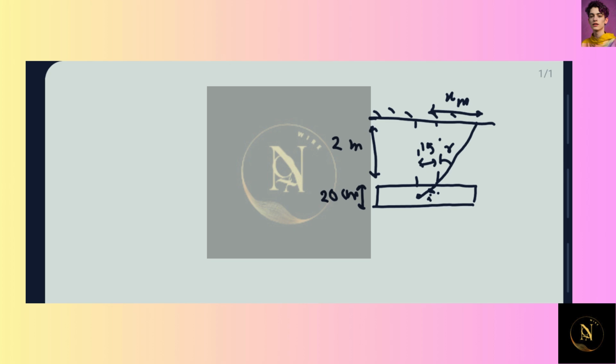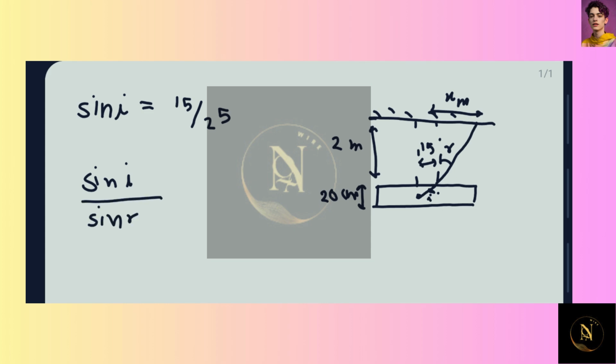As shown in the figure, we can say that sin i would be equal to 15 by 25. We also know that sin i by sin r is 1 by mu, which equals 3 by 4. So we can substitute the value of sin i, and we get sin r as 4 by 5.